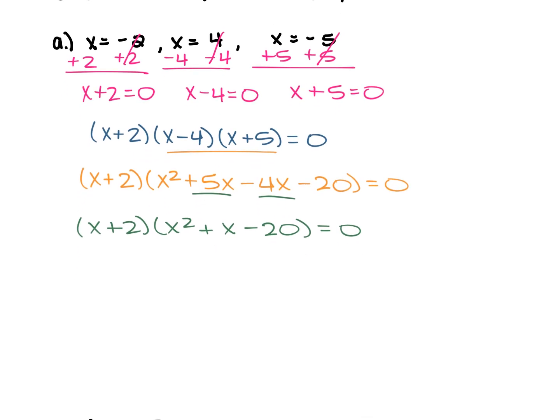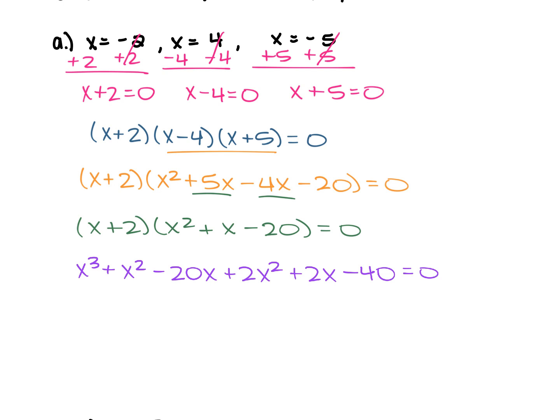Now we're going to distribute the x and the 2 and combine like terms. So x times x squared is x cubed, x times x is x squared, x times negative 20 is negative 20x. Now the 2 goes in, so 2 times x squared is 2x squared, and 2 times x is 2x, and 2 times negative 20 is negative 40, is equal to 0.